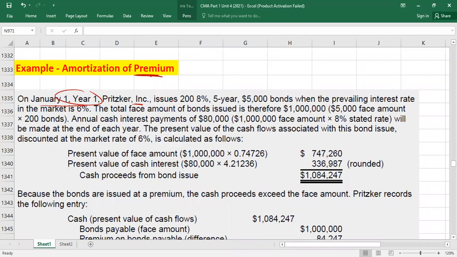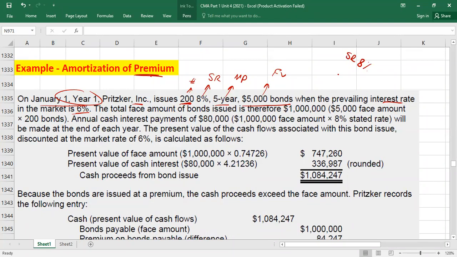Okay. So we issued the bonds. How many bonds? 200. These are the number of bonds. At which rate? At 8%. This is the stated rate. 5 years is your maturity period. $5,000 is actually the face value of one bond. When the prevailing interest rate in the market is how much? 6%. See, what's the stated rate?